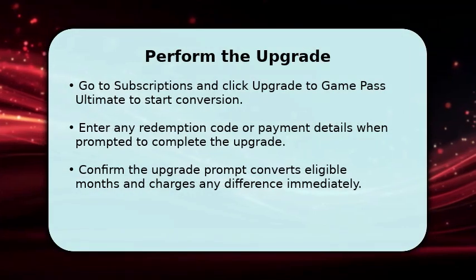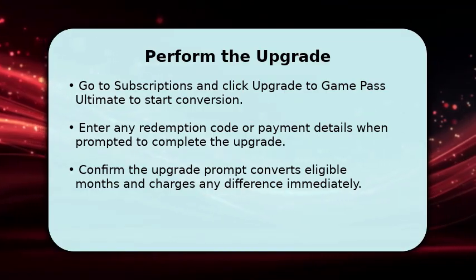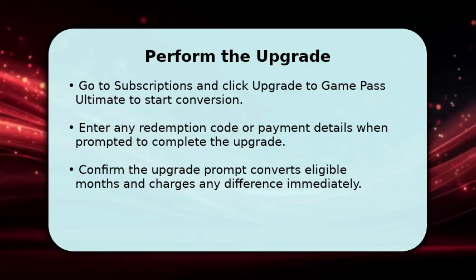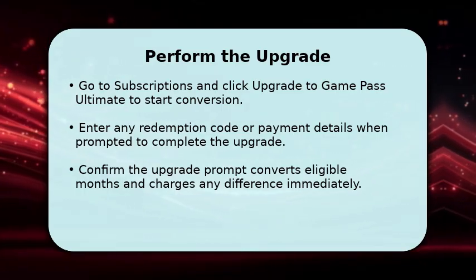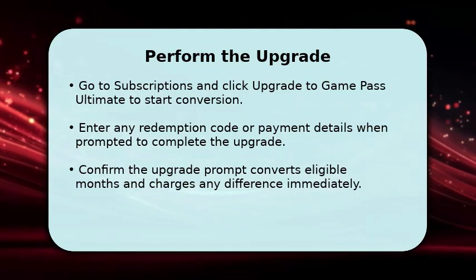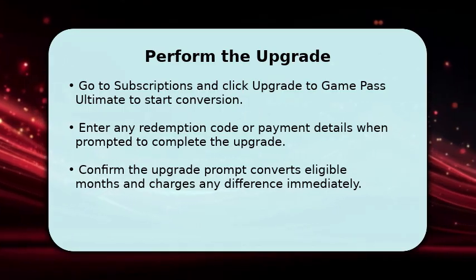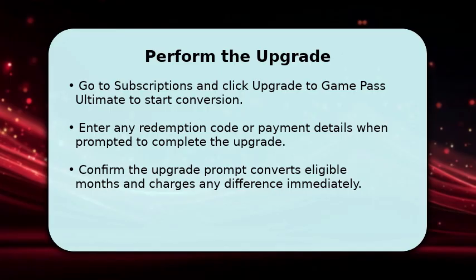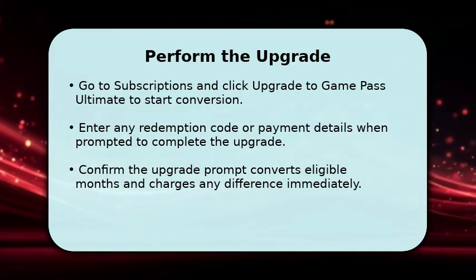Open Account.Microsoft.com and navigate to Services and Subscriptions to find your Xbox subscriptions. Click the Upgrade to Game Pass Ultimate button shown next to your existing subscription entry. Follow on-screen prompts and enter any redemption code or new payment details when requested. The site will display how many eligible months convert and any remaining charge that applies, so confirm before finalizing.